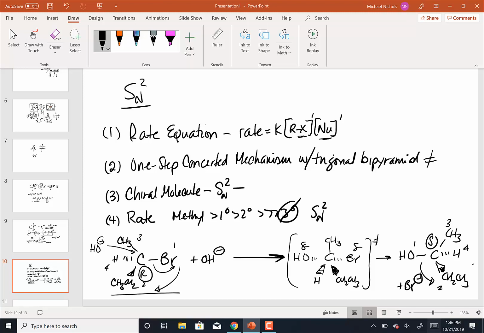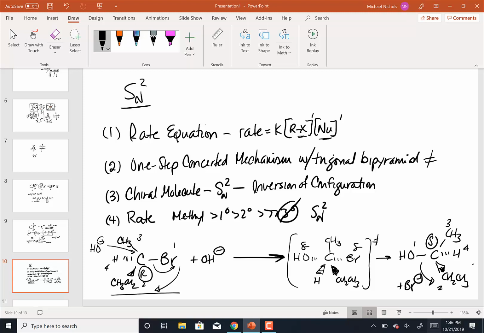So when you do an SN2 reaction, if you have a chiral molecule, its configuration will be inverted. So this is called the inversion of configuration. Not only do you get a chiral molecule, because the product that you make has a chiral center and it's not 50-50, you get the inversion of that configuration. R becomes S and S becomes R.